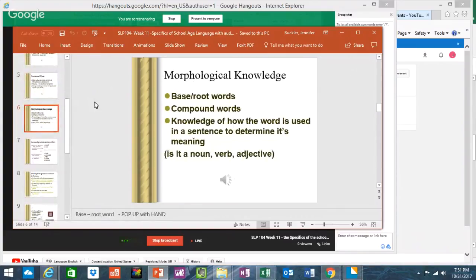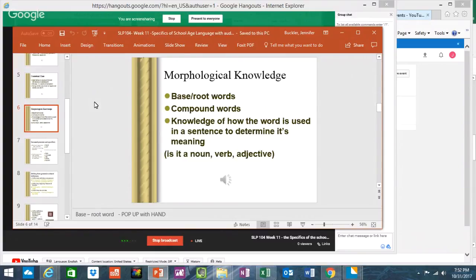Morphological knowledge: the way they use context in order to determine what a word means is they can use base or root words. The word hand is the root word, and handedness. How do we determine what handedness means? By adding in the ed and then the ness. With endings, we then expand upon what that root word means.